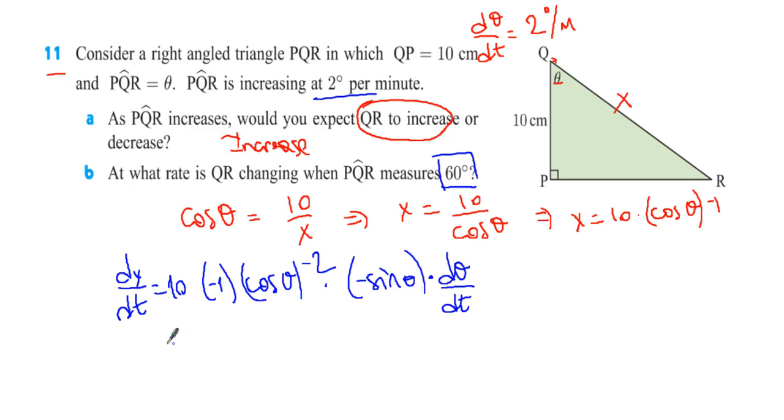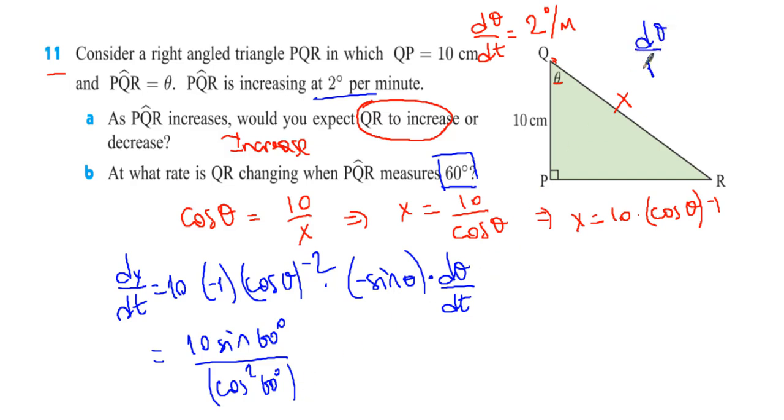Now we need to input the values. So minus times minus will be positive: 10 times sine of 60 degrees divided by cosine squared of 60 degrees. And here I almost forgot, this part must always be in radians, don't forget. So it's given as 2 degrees. How can we convert it to radians? Just multiply by pi over 180.